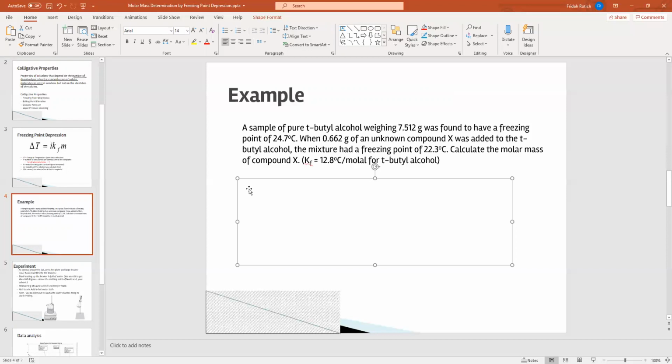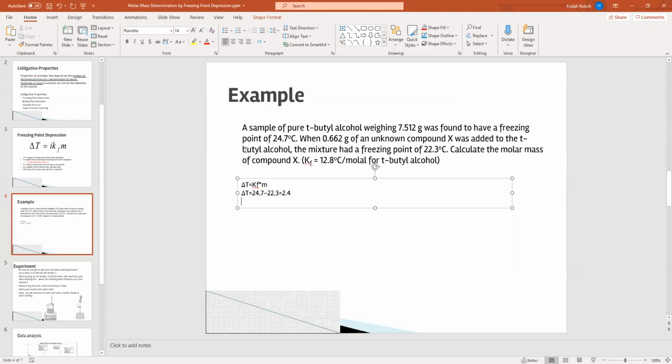So let's start with writing our equation as it was from the previous slide. So change in temperature is equal to Kf. I said that i will be 1, so we just don't need to write it in this equation. But our change in temperature is then we had 24.7 and now we have 22.3. So the difference between those two temperatures, pure t-butyl alcohol and then the mixture of t-butyl alcohol and our unknown compound, which now has a freezing point of 22.3 degrees Celsius, gives us a difference of 2.4 degrees Celsius.